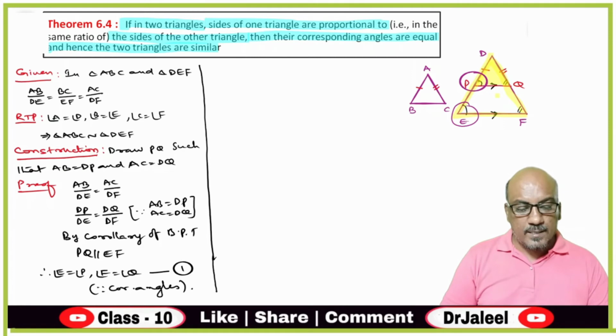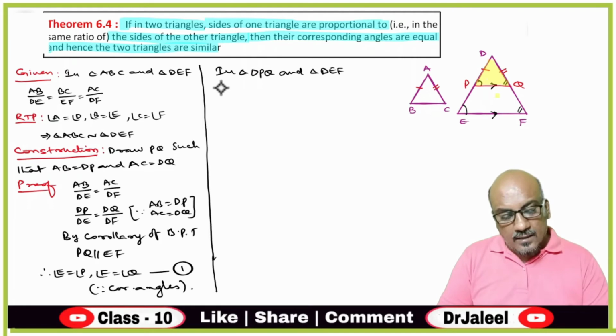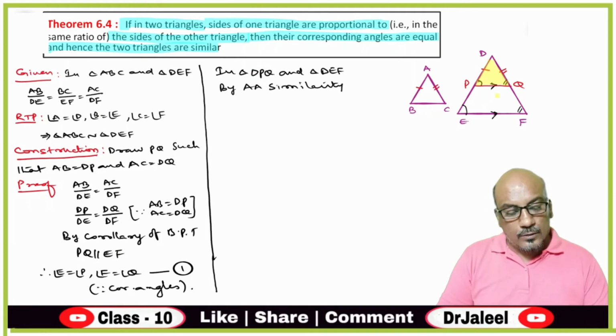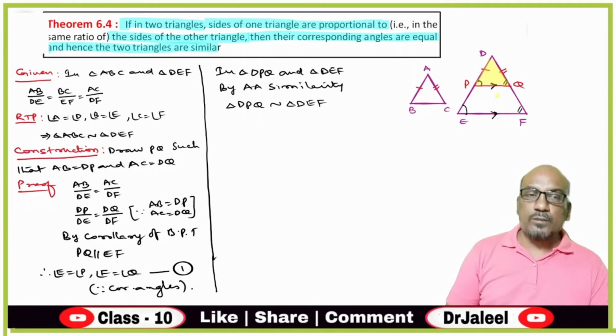So by which similarity criterion can you say that they both are similar? AA similarity criterion. So let us write: in triangles DPQ and DEF, small and big triangles, by AA similarity you can say that triangle DPQ is similar to triangle DEF. So you have proved that both the triangles are similar.